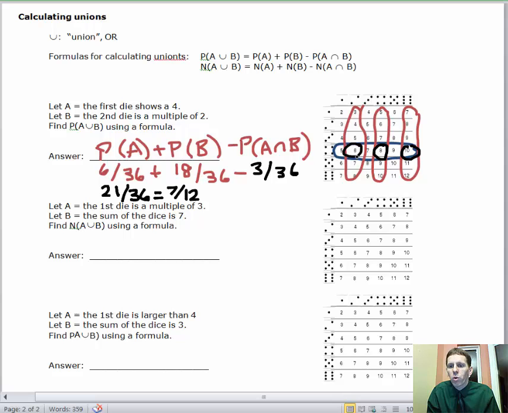We're not double counting the 6, 8, and 10. That's the reason we subtract off this 3 here. If we just added 6 plus 18, this 6, the 8, and the 10 would have been counted twice. So we don't want to double count those numbers. That's why we subtract them off. See if you can use these formulas correctly in answering these next 2 problems. Pause your screen and we'll come back in just a moment.